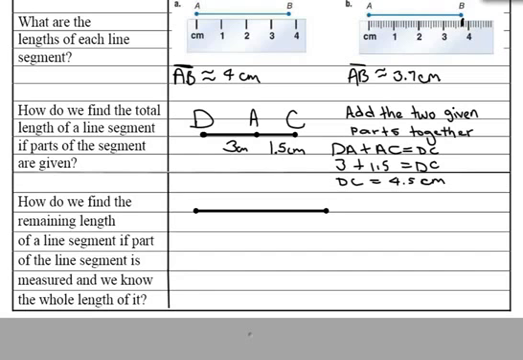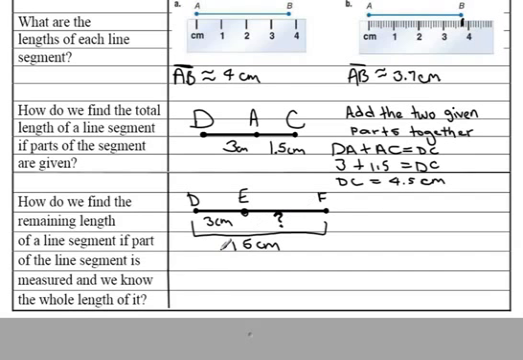The next scenario is, how do we find the remaining length of a line segment if part of the line segment is measured and we only know the whole length of it? So let's put a point here and say that you have D, E, and F. And let's say we know the whole line segment is 15 centimeters. And DE, we'll show that DE is, let's say, 3 centimeters. But we don't know what EF is.